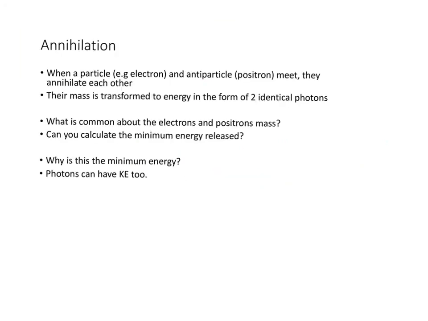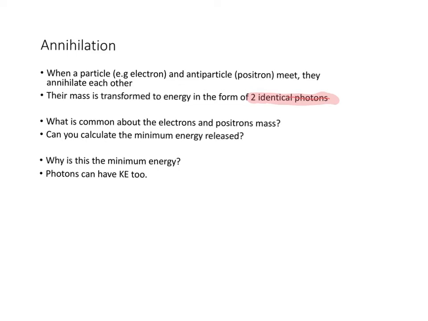Now, this also fits in really nicely with what we learned in chapter 24 in particle physics. We introduced particles and antiparticles, and we said when they meet with each other, they annihilate each other, they completely destroy each other. But obviously, we need to apply the mass energy conservation here as well, because nothing can be created or destroyed. So what happens instead is their mass is fully transformed into energy in the form of two identical photons.